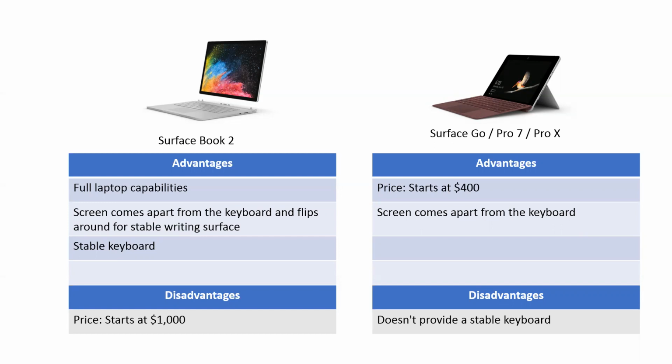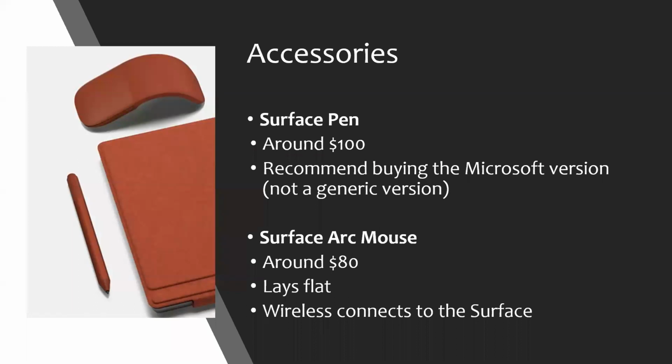So now, after you have the computer, one of the things that you're going to need to think about is accessories. The first accessory that you need to buy is a Surface Pen. This accessory costs around $100, and I really recommend that you buy the Surface Pen that comes from Microsoft. There are some generic versions available out on the internet, and I have had to use some of those in certain cases, but they do not work as well as the Surface Pen.